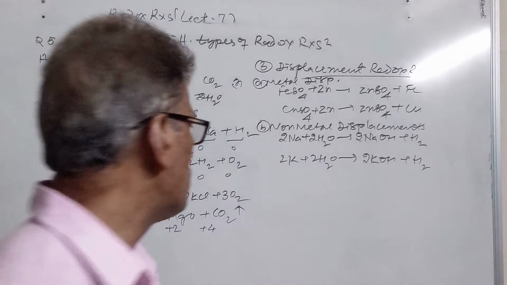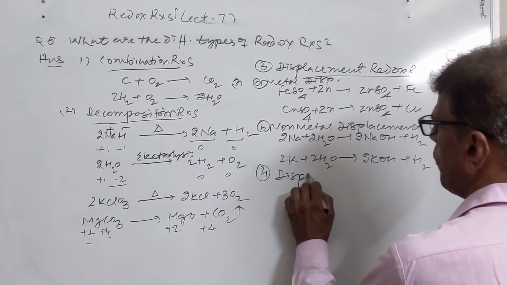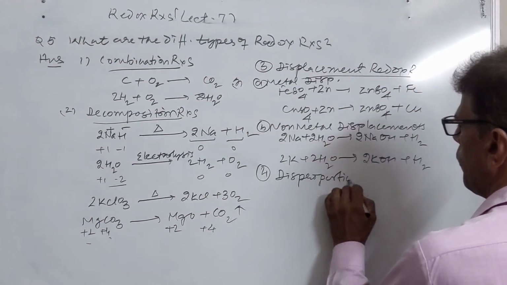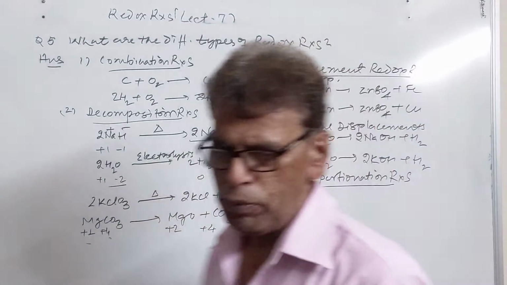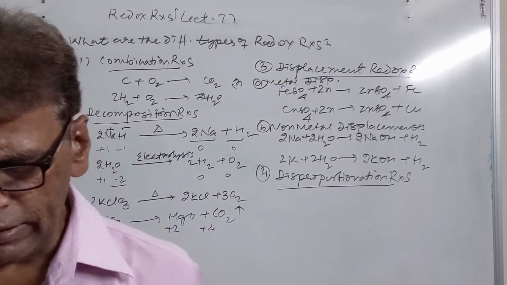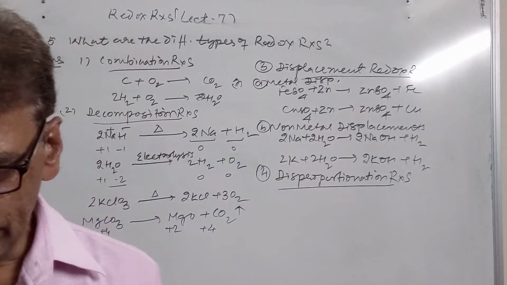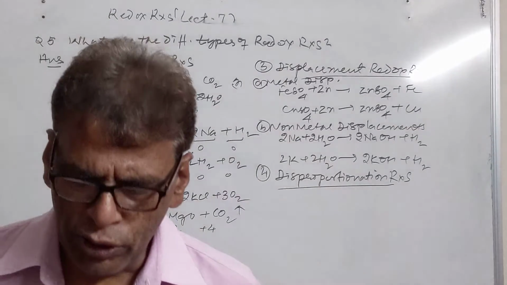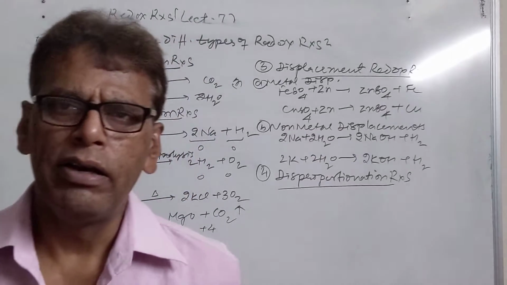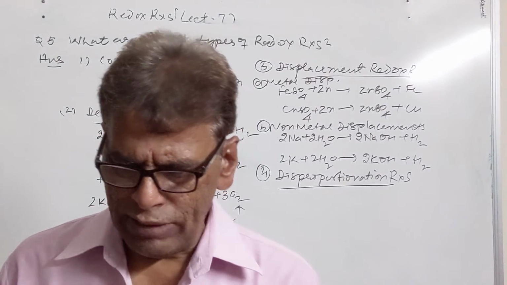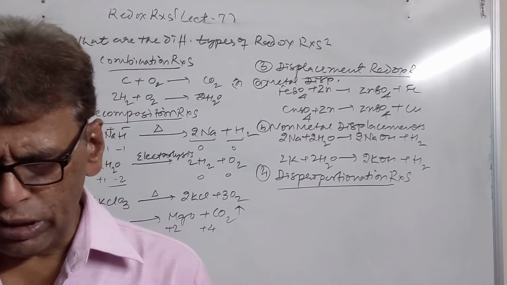Then we have the disproportionation reactions. In these reactions, an element in a particular oxidation state is simultaneously oxidized and reduced. So in these reactions, the oxidation number of an element increases in one compound and decreases in another compound. Such reactions are called disproportionation reactions.